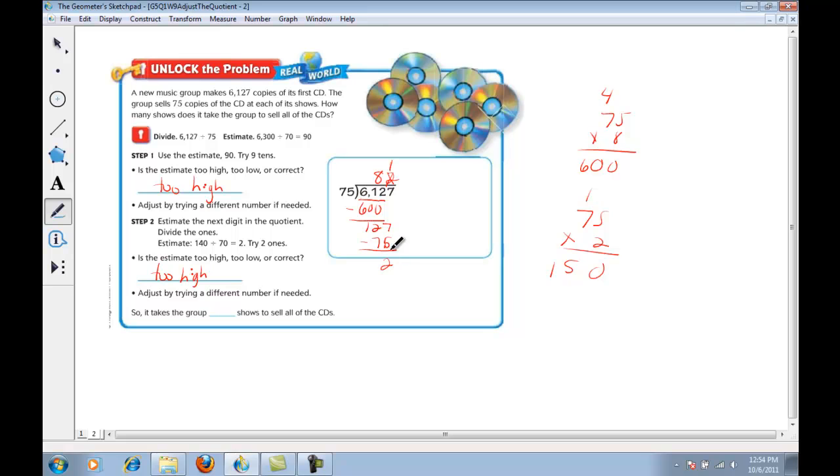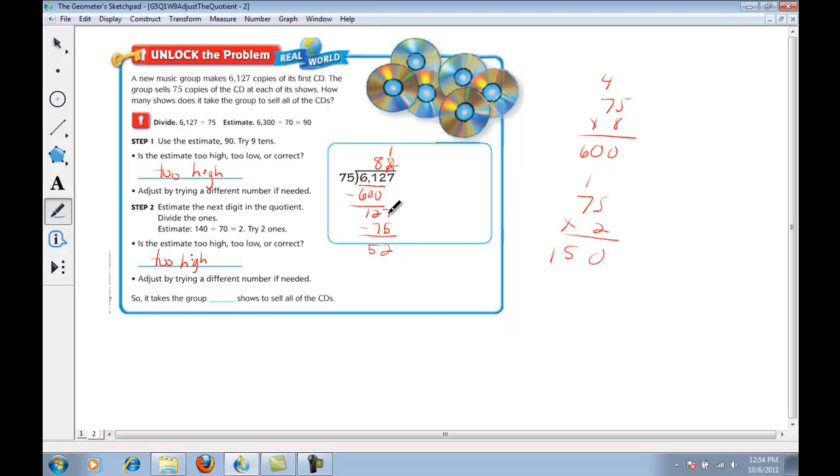7 minus 5 is 2. And I can look at this as 12 tens minus 7 tens and get 5, so I don't even have to regroup there. 52 is not enough to put 1 in each group, so I have 81 with a remainder of 52. Now let's go back and look at the question.